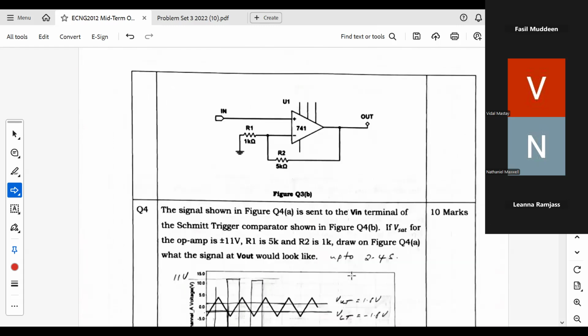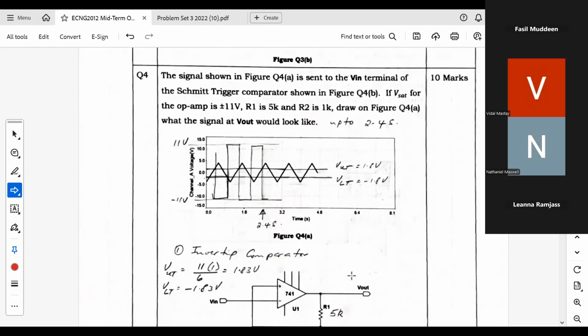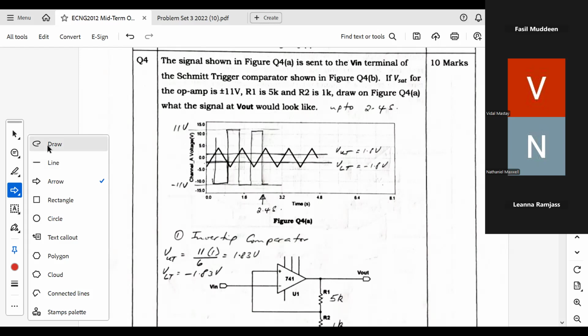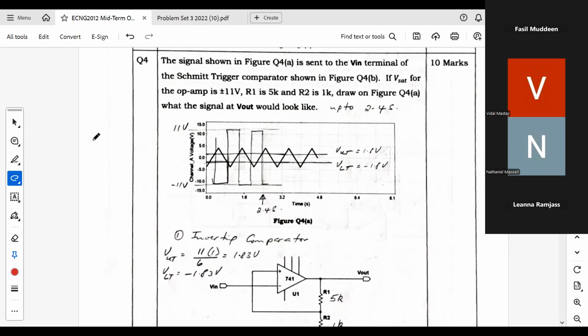Question 4, I mentioned in class that I ended up giving everybody the marks for it because the formula for calculating the 2 thresholds in the notes originally had R1 over R1 plus R2, whereas it's supposed to be R2 over R1 plus R2. Some people recognized that in the exam and got the correct answer.